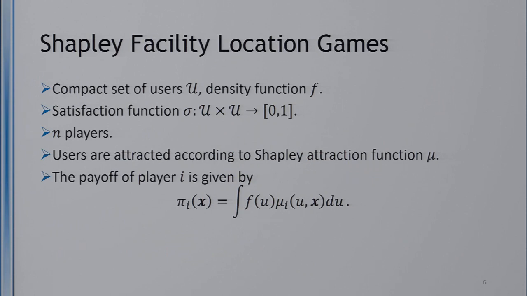So now I'm ready to introduce the model formally. We have a compact set of users and some density function over that space. There is a satisfaction function which maps a location in the user space into a point in the unit interval. We do not assume anything about this satisfaction function, besides that it should be Riemann integrable. And natural such functions are continuous or step functions. We have n strategic players, and users are attracted to the facilities according to the Shapley value I presented in the previous slide. And the payoff of each player is essentially the expected number of users attracted to her facility.